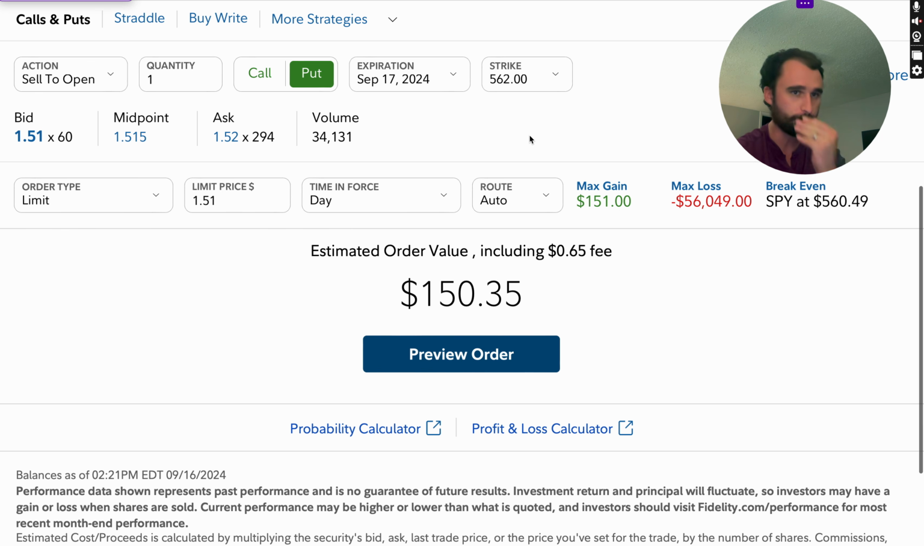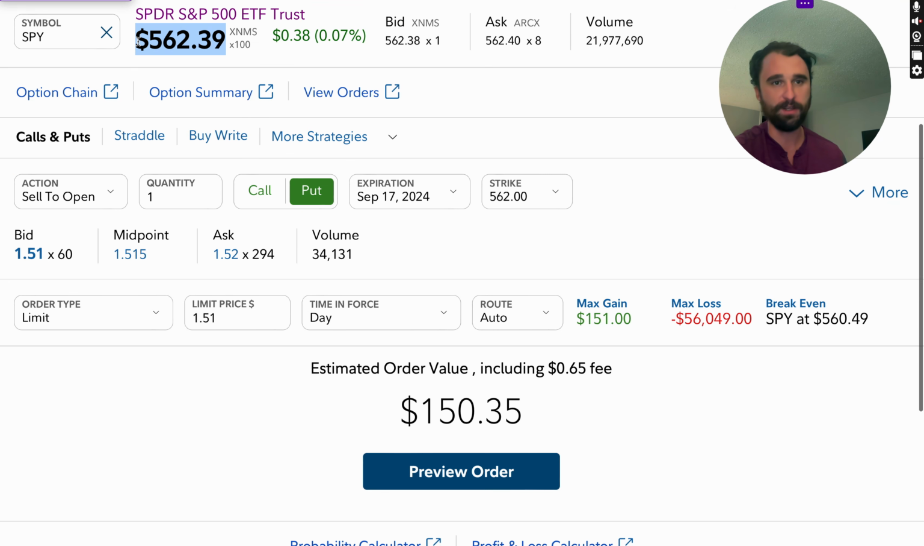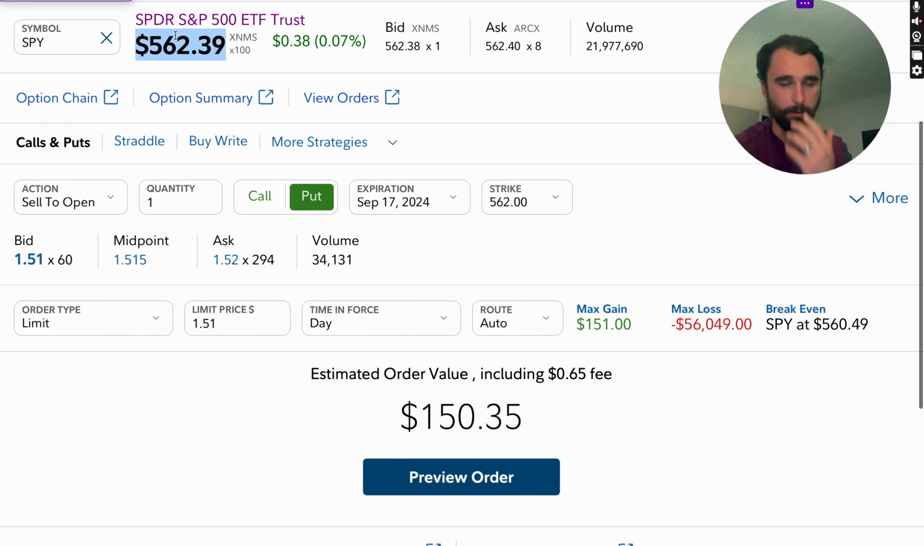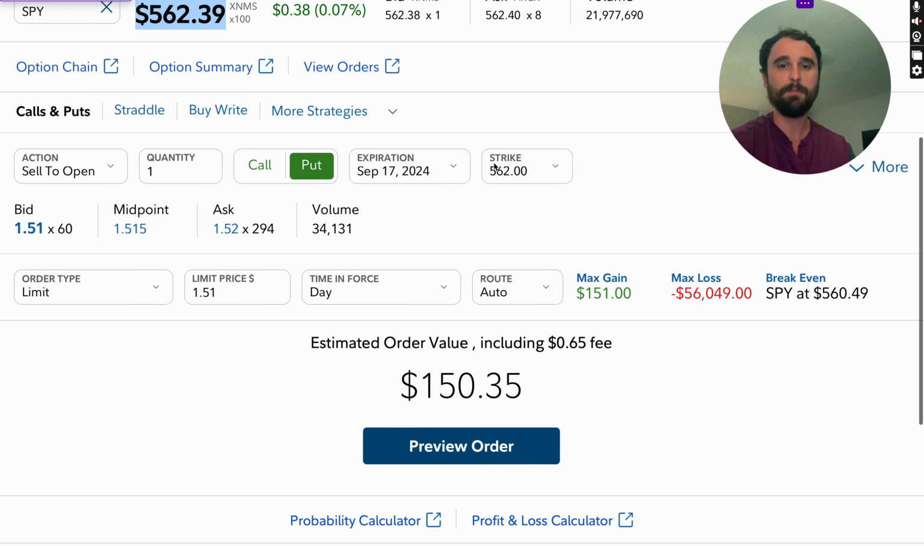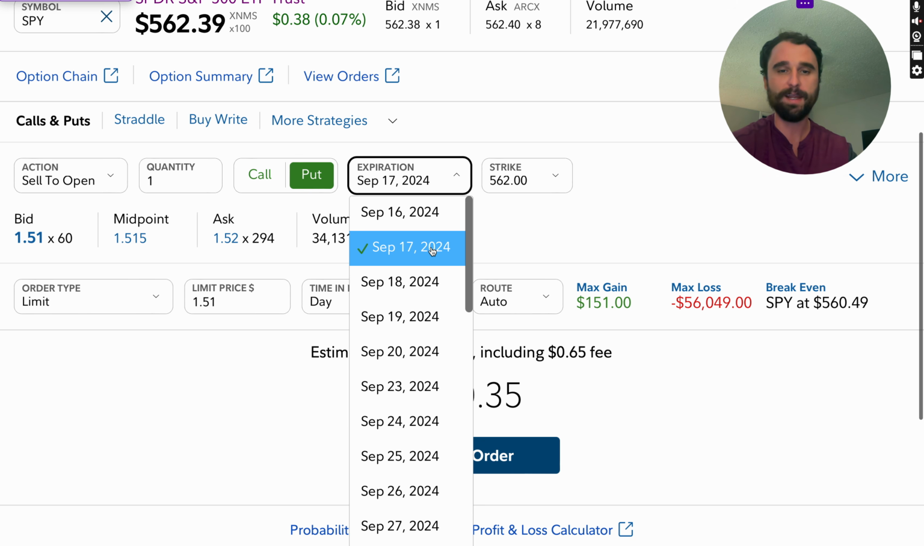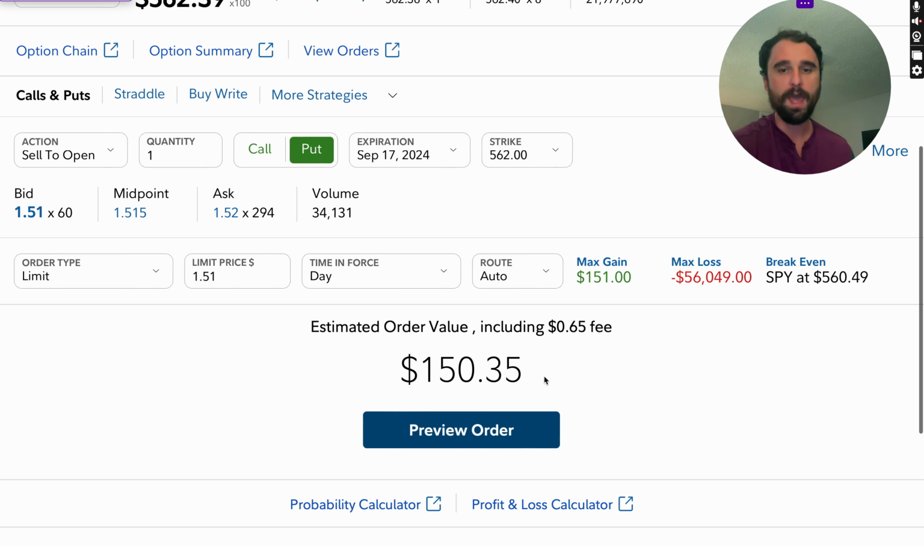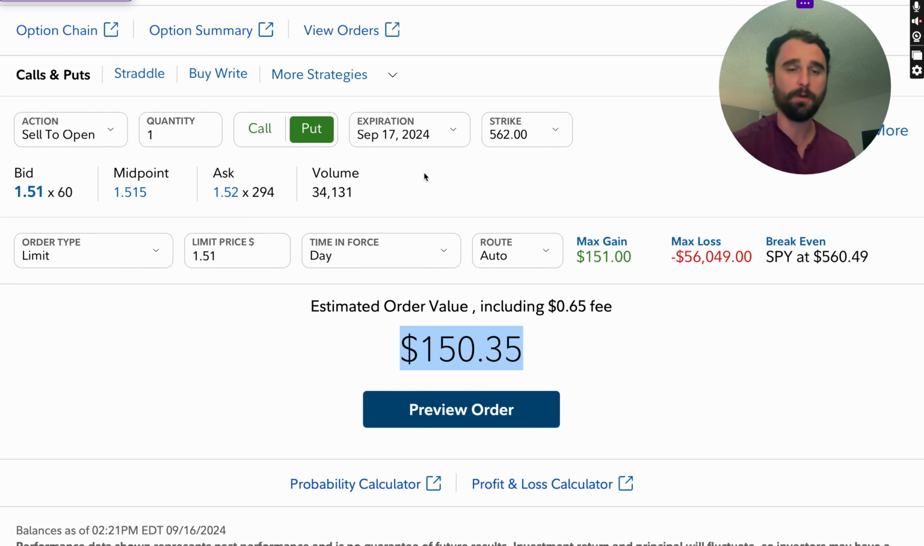Because what happens is, let's say this ETF finishes above 562 by tomorrow. So let's say it finishes at 562.39, as you can see here. If that's the closing price as of tomorrow, then this option expires worthless, because what I'm doing is agreeing to buy this stock at 562 up until the end of trading day, September 17th, 2024. And by taking that risk, I'm collecting $150 right away. Now, you could technically do this every day. That's the entire goal, right? If we could do this every day, then we could collect over $100 for doing so.